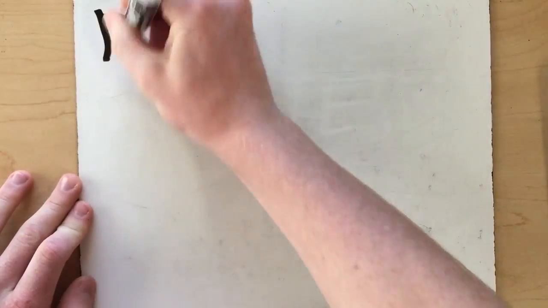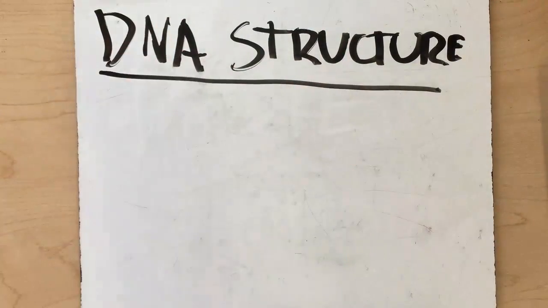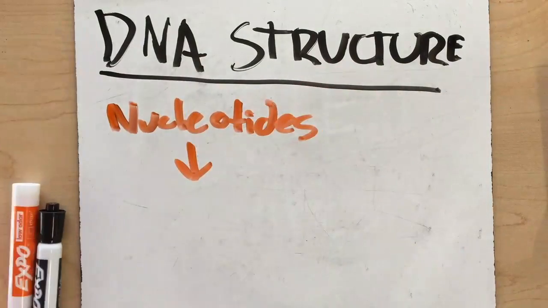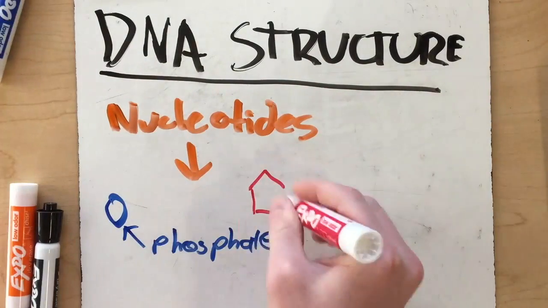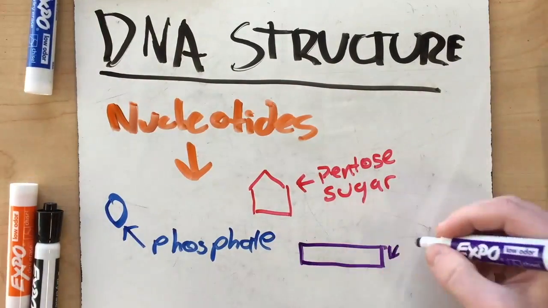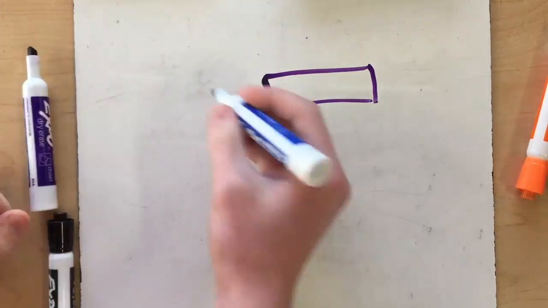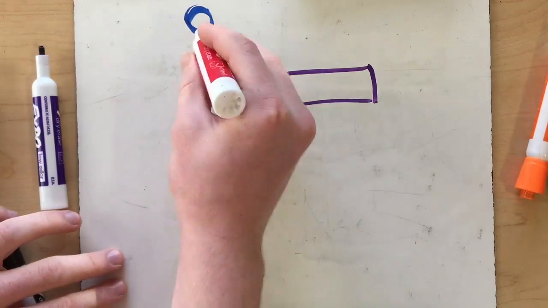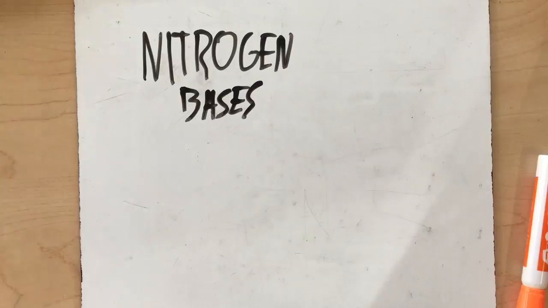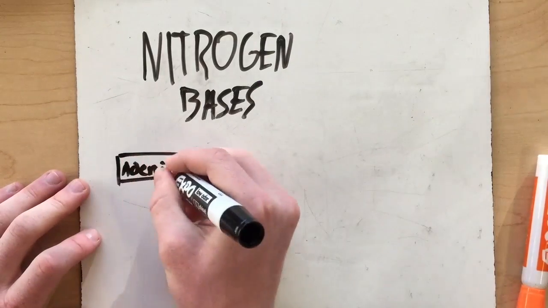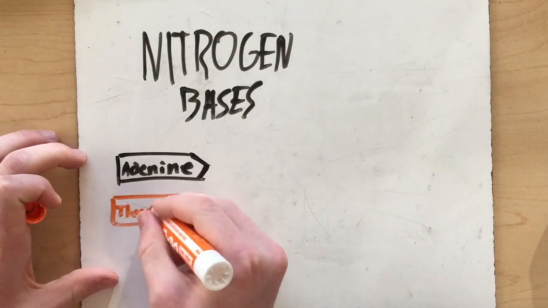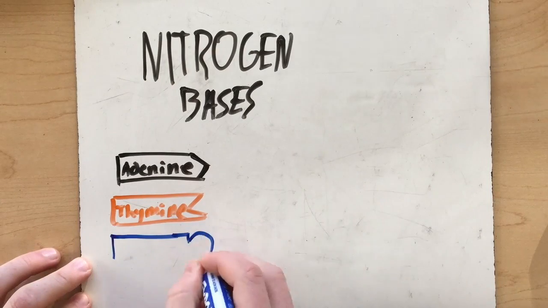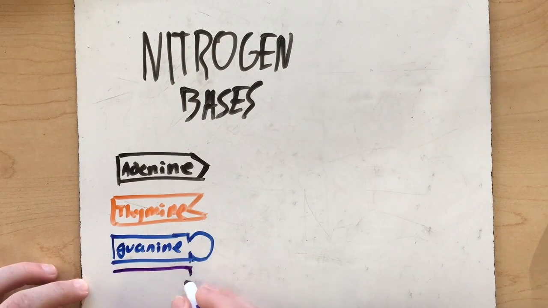The building blocks of DNA are called nucleotides. These nucleotides are made of three ingredients: phosphates, pentose sugars, and nitrogen bases. The actual nucleotide looks a bit like an L. The four nitrogen bases are called adenine, thymine, guanine, and cytosine.